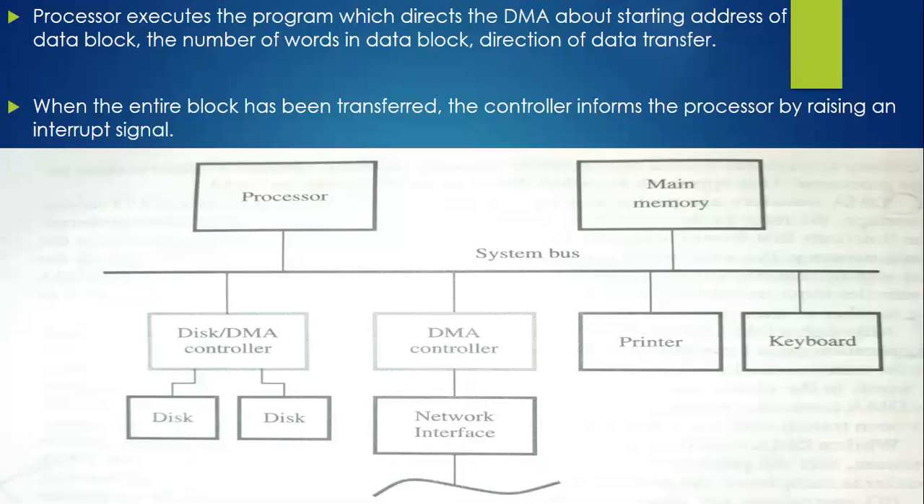That's it. In this figure, you can observe the processor is connected to the system bus, main memory is connected to the system bus, and the printer and keyboard are also connected. But observe carefully the DMA controller, or disk controller as we are calling it. You can name it the DMA controller also, because we are connecting the disk here, so we are using the disk controller. You can simply write DMA controller.